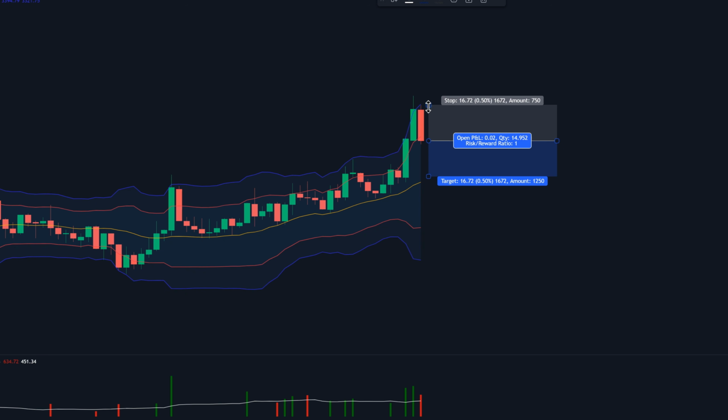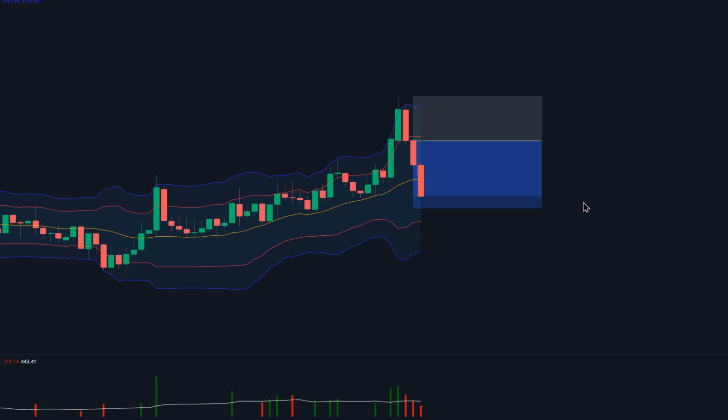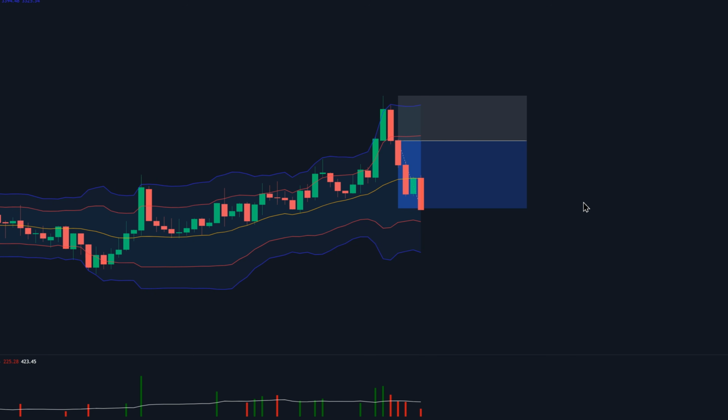We're gonna put our stop loss right above the most recent swing high. But for the take profit, we're gonna target a risk-reward ratio of 1 to 1.5, letting the trade run, and it hits take profit.